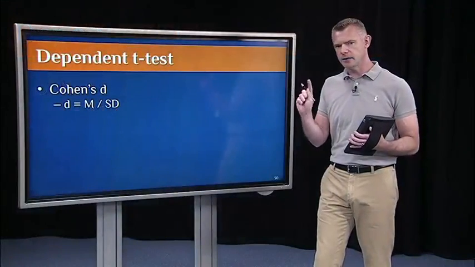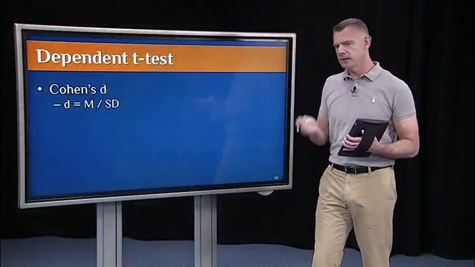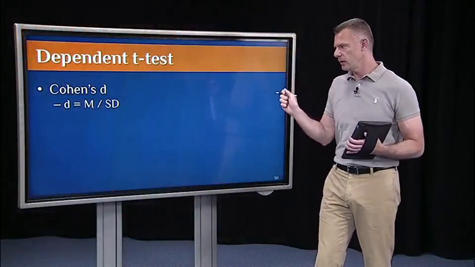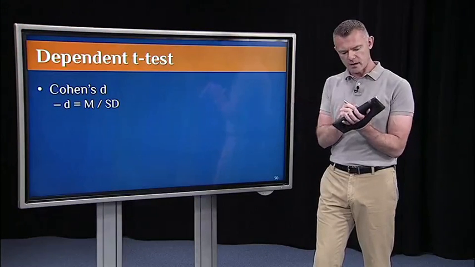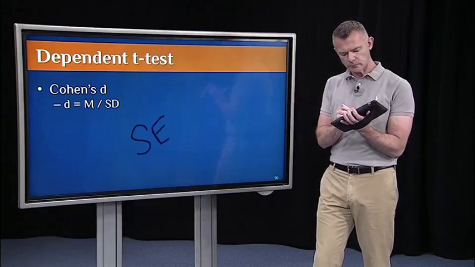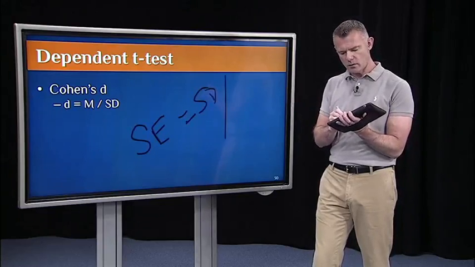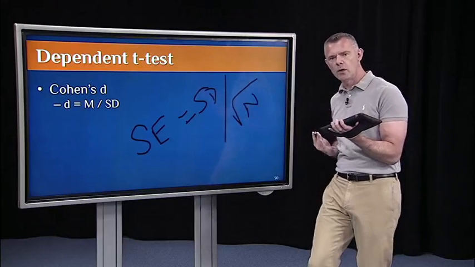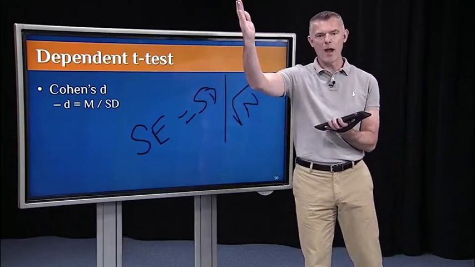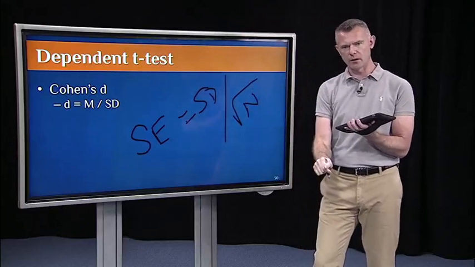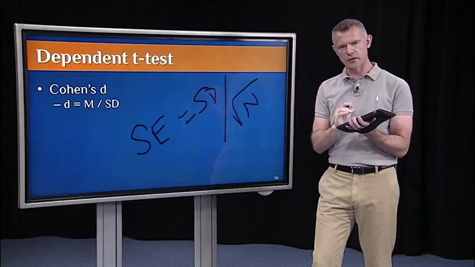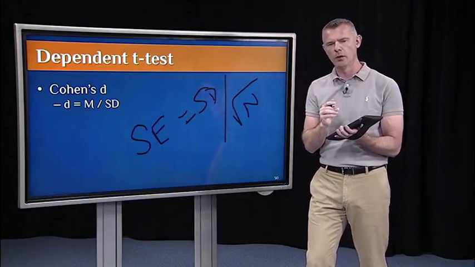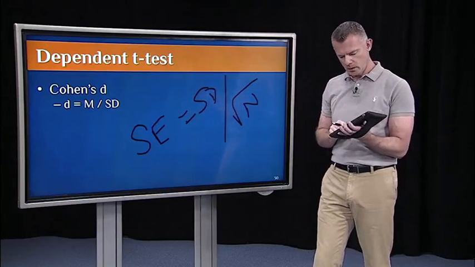So notice the slight difference between t and d. For t we're dividing by standard error. Here we're dividing by standard deviation. Why is that? Well, standard error, if you remember, is the standard deviation over the square root of n. So it's biased by n. As we drive n way up, standard error goes down, which means t will go way up, your p-value will go down, just as a function of n, right? That was the problem with NHST in general.